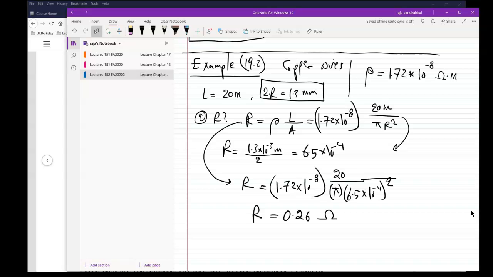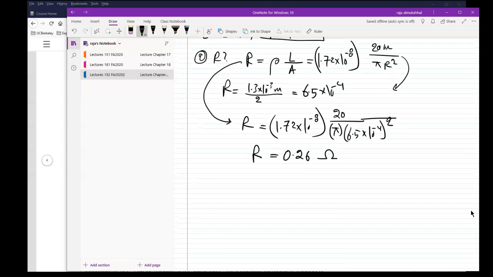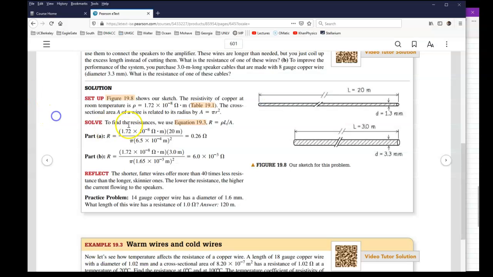Now we do exactly the same thing for the 3 meter wire. So here we have R equals rho L over A, and the only difference is that the diameter is not 1.3, it's 3.3. Also, the length, of course, is 3 meters, not 20 meters. And then you plug it in, and you will end up getting the answer, as you can see here.